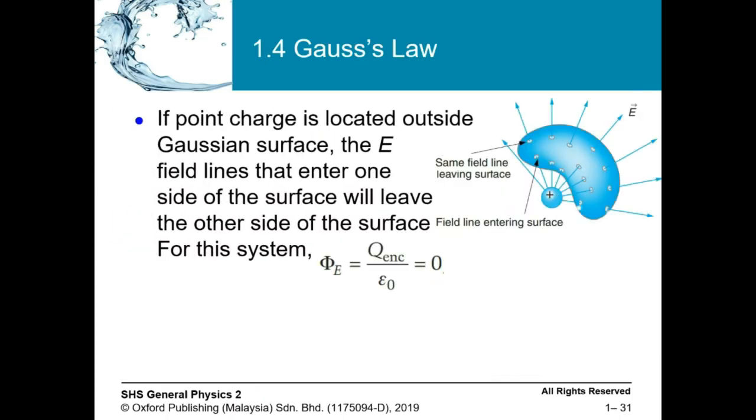Now, what if our charge, as seen here, is outside the Gaussian surface? This is our Gaussian surface. What if our charge is outside the Gaussian surface? Therefore, our electric flux is 0. Why 0, ma'am? Because as you can see in the formula, Q enclosed is the charge of the enclosed particle, meaning the charge of the particle inside the Gaussian surface. It is outside, it is not enclosed, therefore 0. Simple.